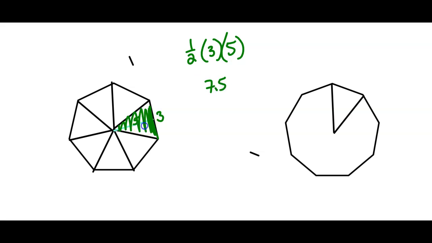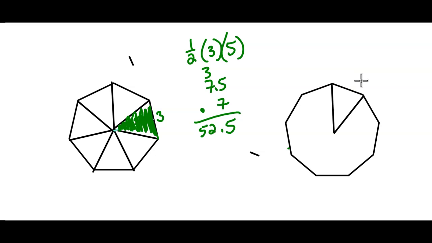So the area of the green shaded region is 7.5 units squared, and I've got 7 triangles in here, so I'm going to multiply that by 7. So 7 times 5 is 35, 7 times 7 is 49, plus 3 gives me 52. So 52.5 units squared is the area of that heptagon. And so this is the technique you'll use for any other regular polygons. I'll give you the side length, I'll give you the height.